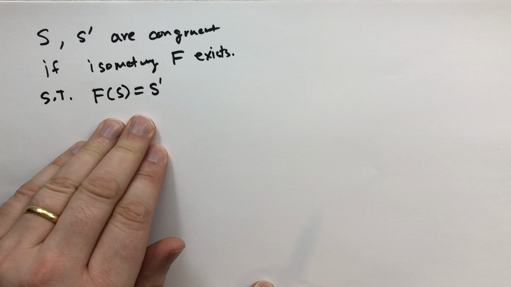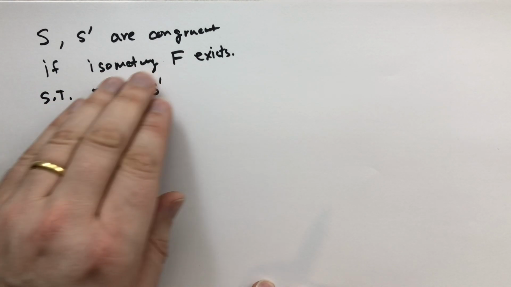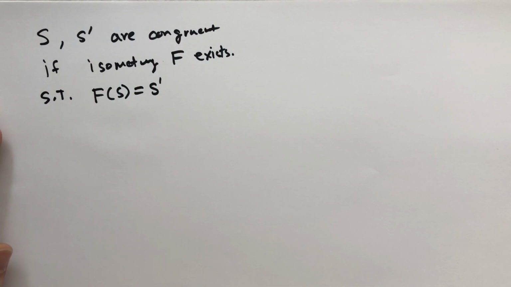So that's why we need to know what it means for two sets to be equal. That's why we remembered how to identify all the unique isometries. We can find them all. And that's what we're going to do.